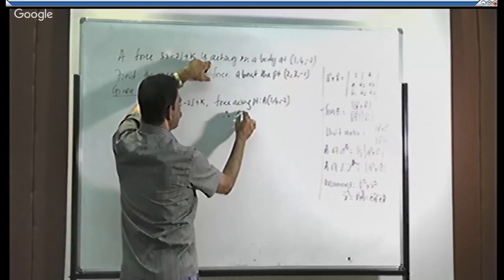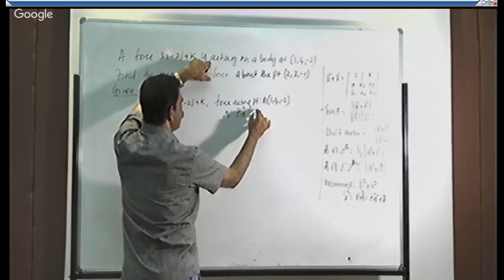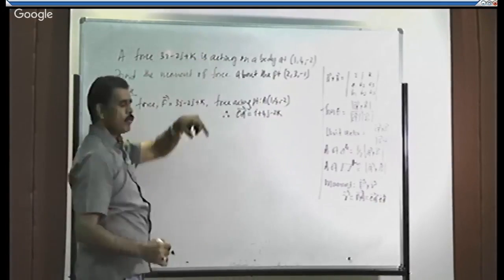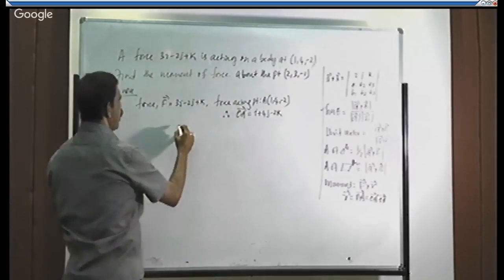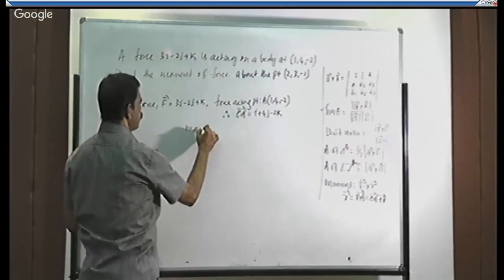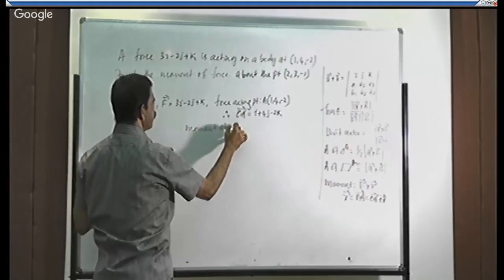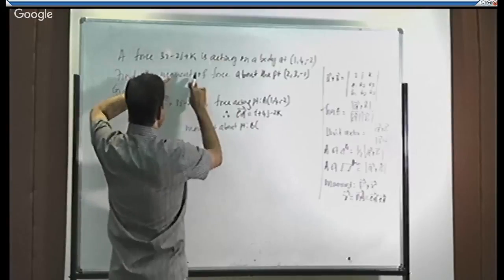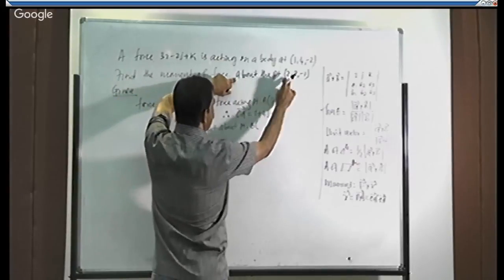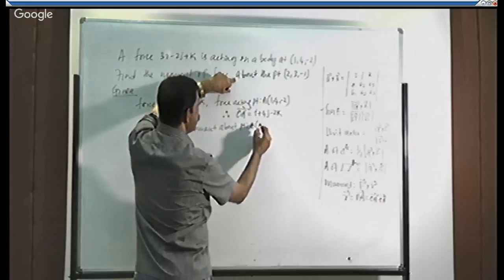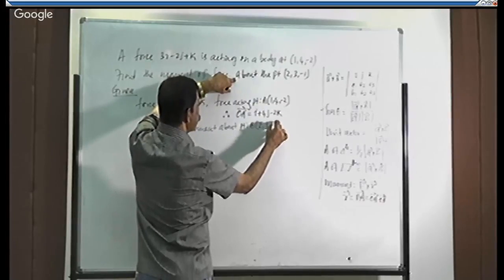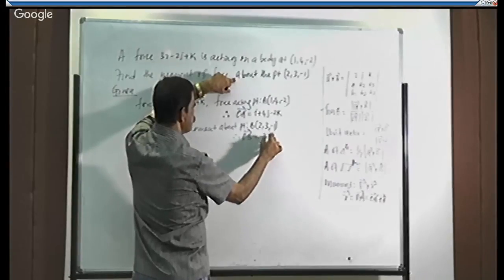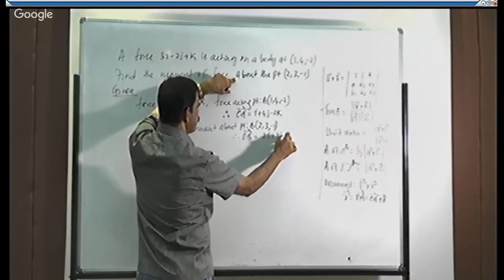Therefore, its position vector is what? OA is equal to i plus 4j minus 2k. Just include i, j, k. About point, moment about point, which is about point B. See, find the moment of force about the point. So the point is considered as B, that is 2, 3, minus 1. Therefore, whose position vector is what? OB. OB is equal to 2i plus 3j minus k.